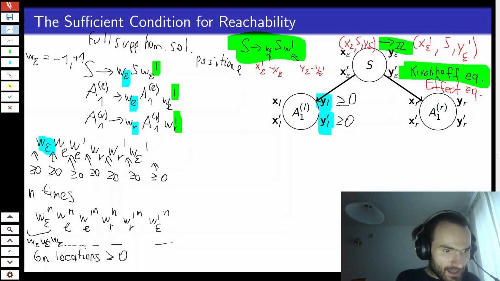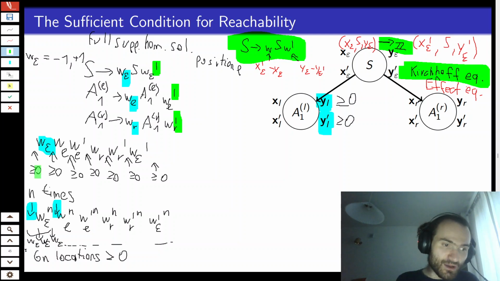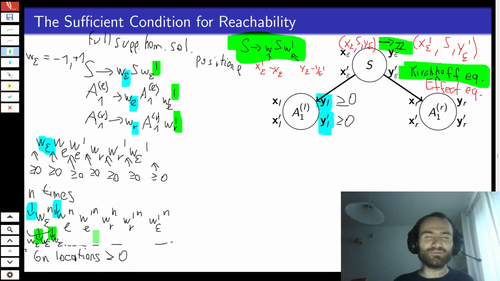Why? Well, we don't just know that we are greater than or equal to 0 here and here. We also know that we are greater than or equal to 0 in the middle locations. So just to mark it here, this was before and the end of the n times, but not just there. Actually, we also know that in between these arrows, after every one of these instances, we will be greater than or equal to 0.